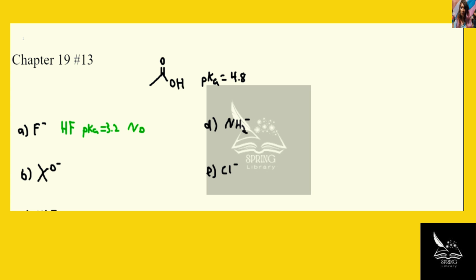For B, we have tert butoxide. So its conjugate acid is going to be tert butanol. So the pKa of tert butanol is 18. And so, yes, this is strong enough. 18 is greater than 4.8. So, yeah, strong enough. Let me move this up a little bit.